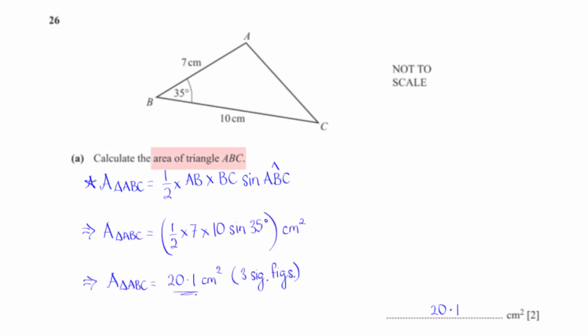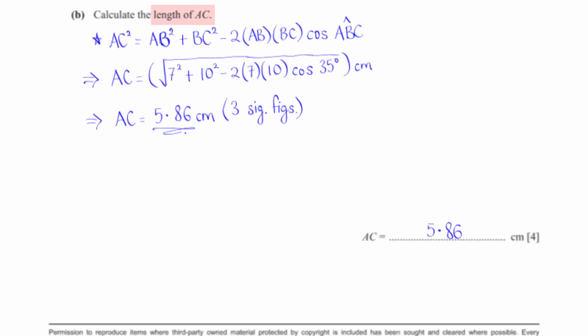Calculate the area of triangle ABC. So area of triangle ABC is equal to half of AB times BC sine of angle ABC. So from the question, AB has been given as 7 centimeters, BC has been given as 10 centimeters, and the angle between these two lines, AB and BC, has been given as 35 degrees, and so we have sine 35 degrees. When we type this into the calculator, we get area of triangle ABC as 20.1 centimeters squared, correct to 3 significant figures.